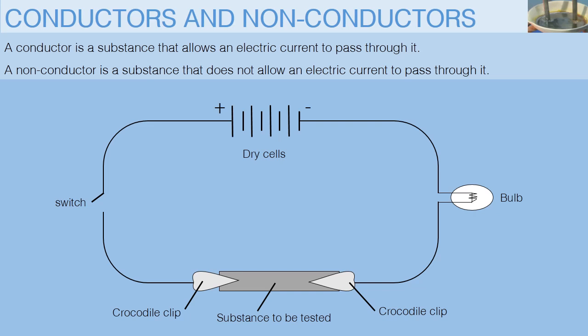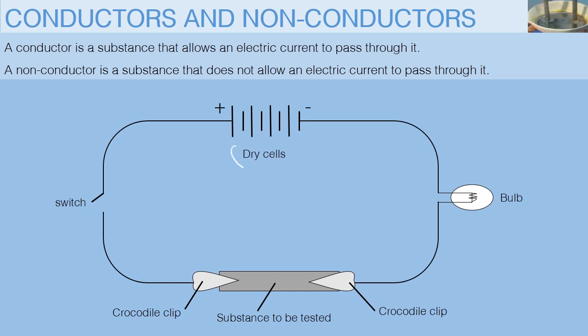From your Form 1, you remember, a conductor is a substance that allows an electric current to pass through it, while a non-conductor is a substance that does not allow an electric current to pass through it. A simple experiment would show us how different substances are affected by an electric current, and we'll note if they are conductors or non-conductors. The setup below shows an apparatus that is used to test for solid substances whether they can conduct electricity or not.